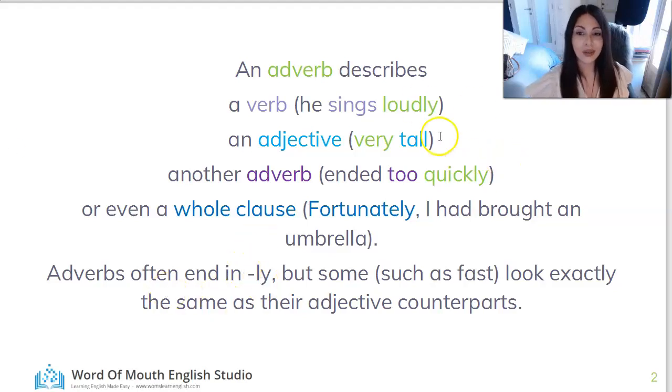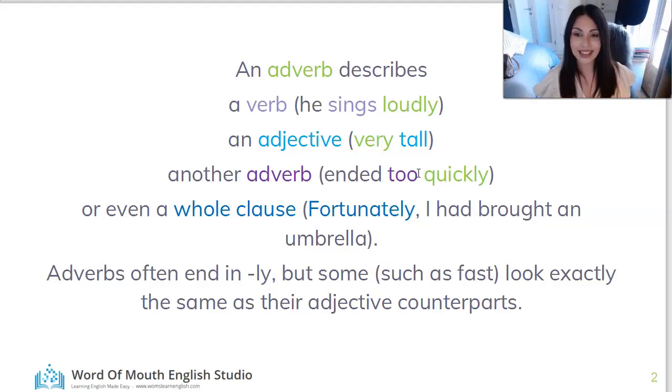So loudly is a type of adverb. Sings would be the verb. Tall is an adjective, and very would be the adverb describing the adjective. So Philip is very tall. Another adverb, too, is an adverb of modification, which describes quickly, which is also a different type of classification of adverb. And because these two adverbs are from different classifications, then they can sit back to back, okay, in the same sentence.